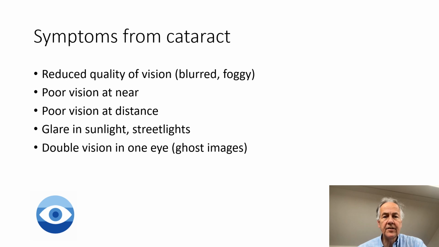This slide lists some of the visual symptoms reported by cataract patients. General poor quality of vision is common. Poor vision at near or distance, glare in sun, or with street lights and headlights. Occasionally patients report multiple images from one eye with cataract, and this needs to be carefully distinguished from double vision, which is caused by an extraocular muscle palsy.